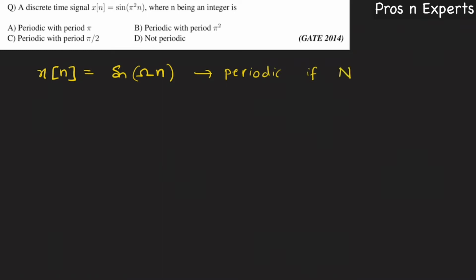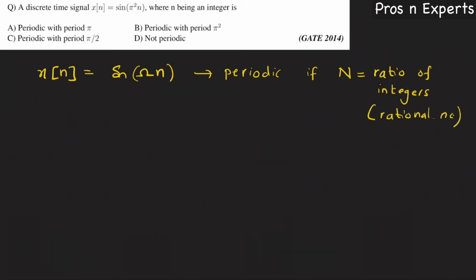So in this question also, I have to give you a thumb rule: for a signal x of n equal to sine omega n, this signal turns out to be periodic only if its fundamental time period is equal to a ratio of integers. Or in other words, this is a rational number. Only if its time period is a rational number, or a ratio of integers, then it turns out to be periodic.